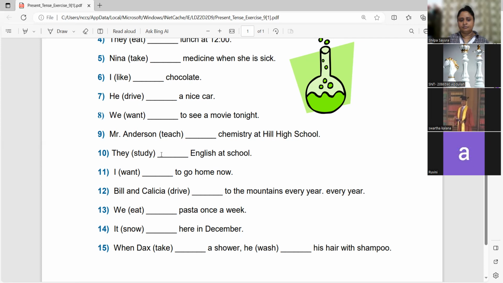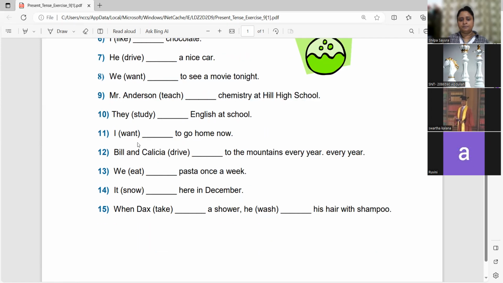They study English at school. Try to pronounce this sound. Study, school. So that is the way of pronouncing this sound. School, study. Okay. Next one. I want to go home now. I want to go. Okay. All right. So Bill and Calicia drive to the mountains every year.